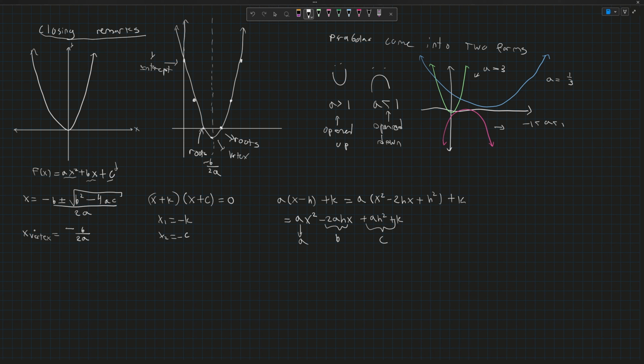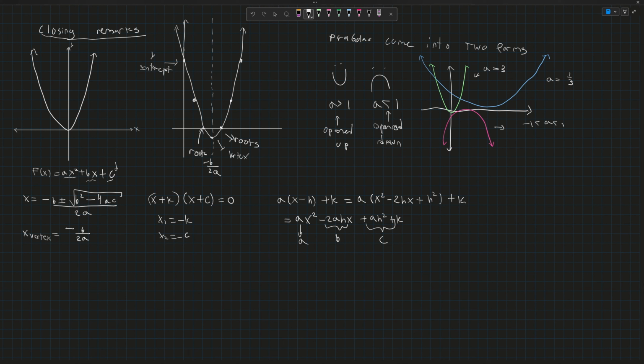And of course, if you have this form here, where these details how many units it's shifted, or where the vertex is touching, and this thing details the stretching factor, and this details essentially how many units it's moved up, then that's fine too.